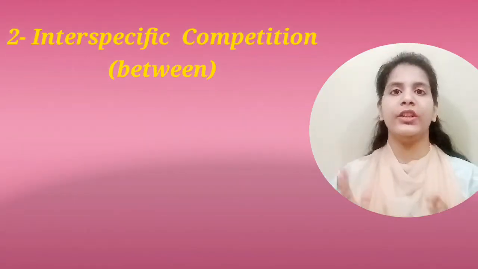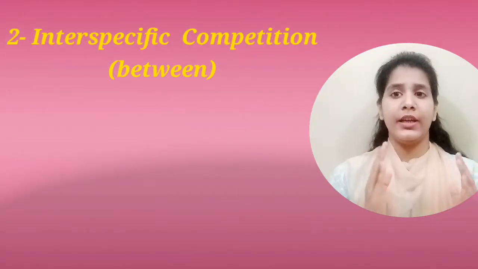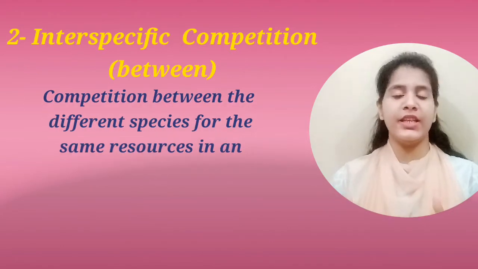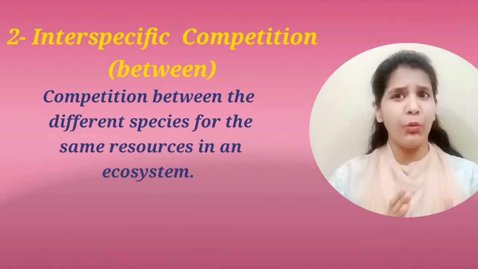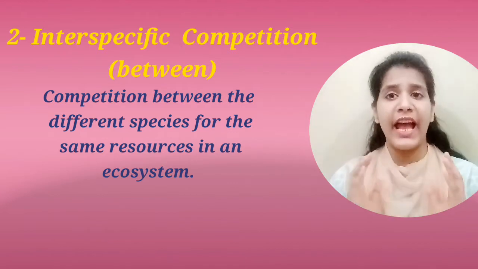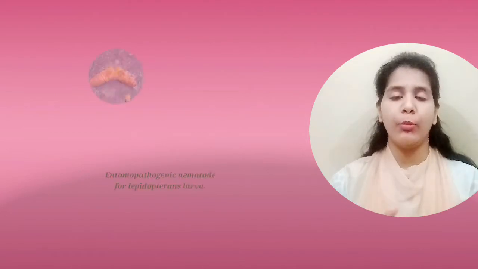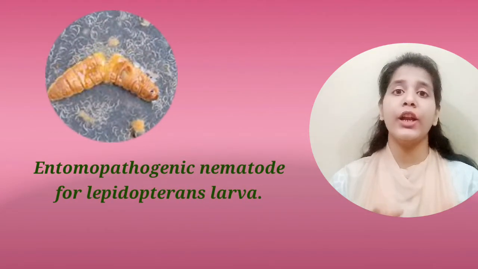And number 2, interspecific competition. This is competition between different species for the same resources in an ecosystem. It can be violent, but it is never as strong as intraspecific competition. For example, between entomopathogenic nematodes for Lepidopteran larvae.